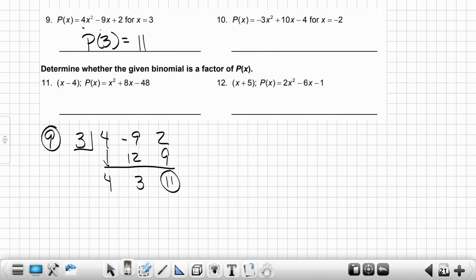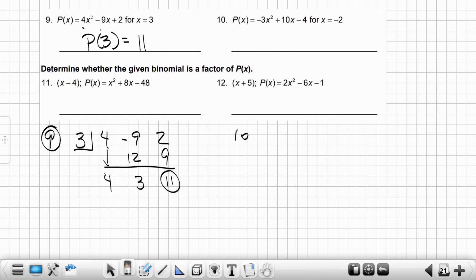Right? Dylan, did you follow that? I said if I actually plugged in 3, it's saying find if I substitute in 3. Well, 3 squared is 9. 9 times 4 is 36. Minus 9 times 3, that's 36 minus 27. 36 minus 27 is 9. 9 plus 2 is 11. That's fast. Yes, it's the remainder.